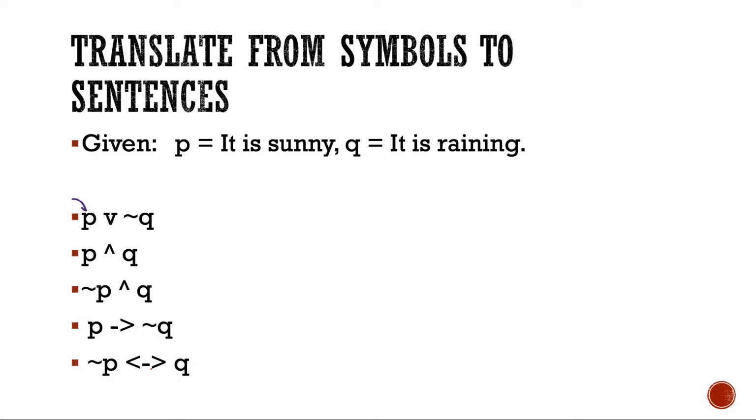So I'm going to begin with the P. My P is it is sunny. So I'm going to write that down. Then I'm going to use my symbol, which is the symbol for or. And then the next thing I need to do is the negation of Q. So I know that Q is it is raining. The negation would mean that I would add a not into the statement. So I'm going to say it is not raining. So our statement becomes it is sunny or it is not raining.